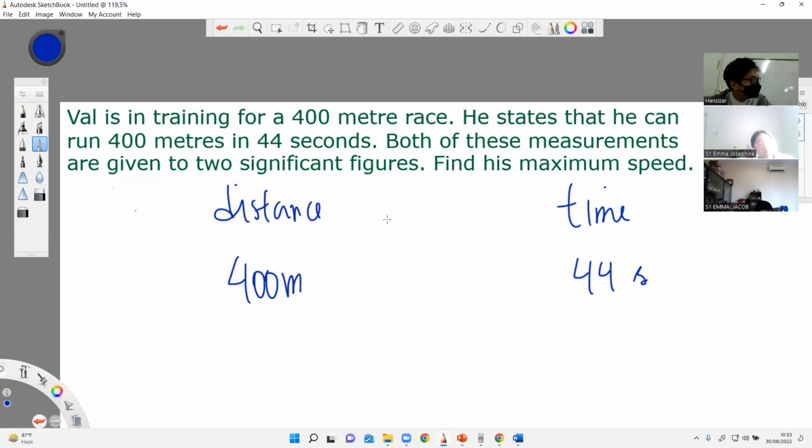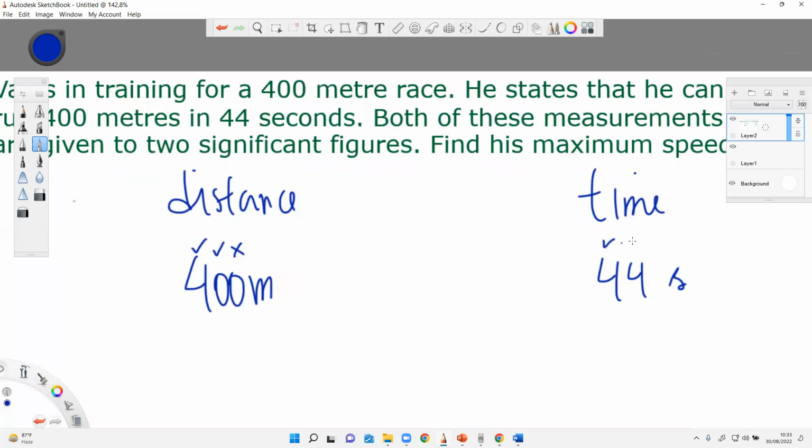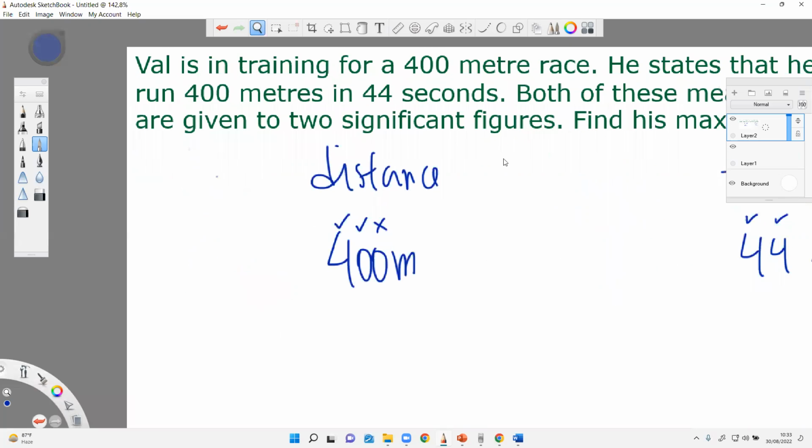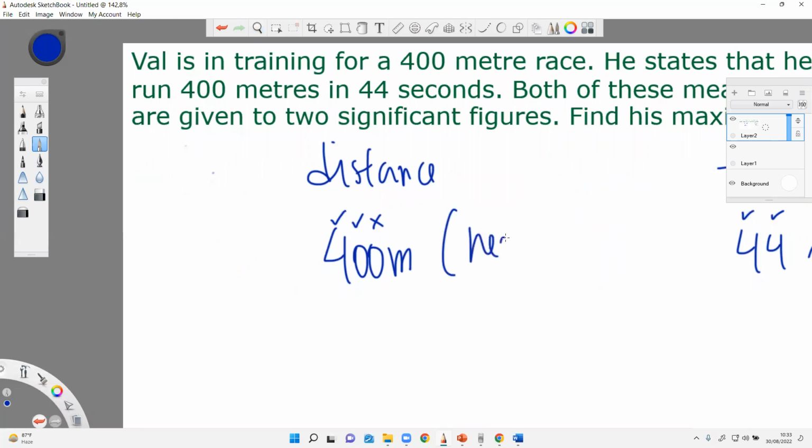Both of these measurements, careful, are to two significant figures. You stop at the zero here, right? Remember the significant figures rule? 2. And then time also, 1, 2. Okay, so you need to understand that this is to the nearest 10. Why? Because the significant figure is located here. So the range is in between 390 and 410, right?